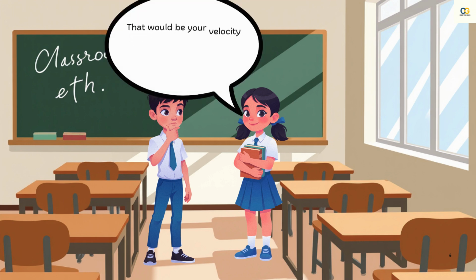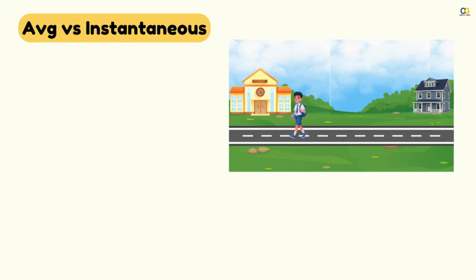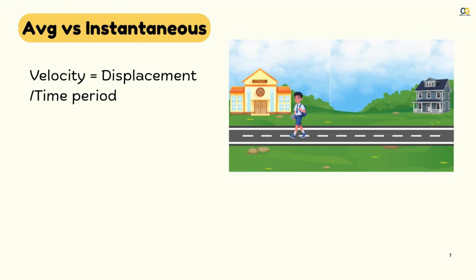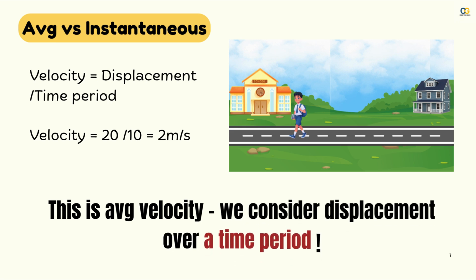Riya says that would be your velocity over the time period of 0 to 2 seconds, not the velocity exactly at 2 seconds. So what is the difference here? Velocity, which is given by displacement by time period, what we calculated initially, is average velocity, where we consider displacement over a time period.